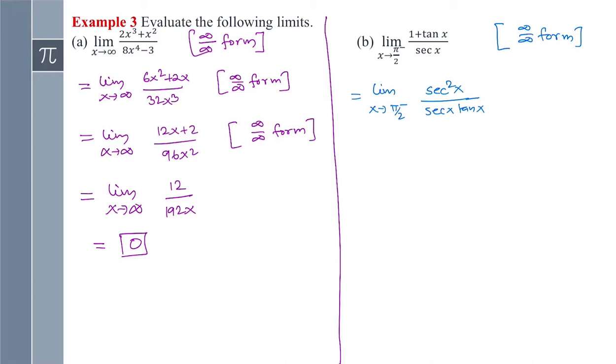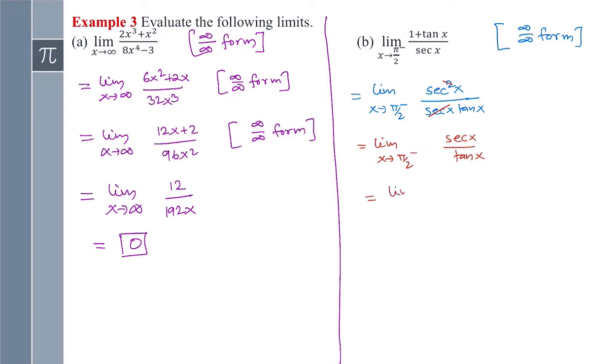Now we can do some simplification here. So this one cancels out. Okay. So basically we get the limit as x approaches pi over 2 from the left of secant x over tangent x. Before we start substituting the value in there, let's go ahead and change this in terms of sine and cosine, and let's see what we get.